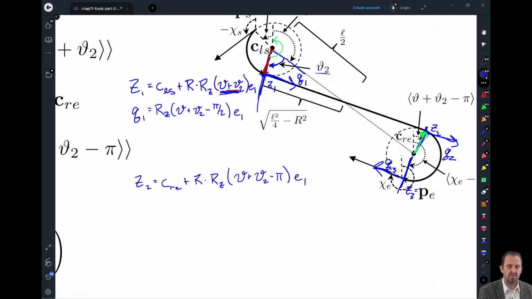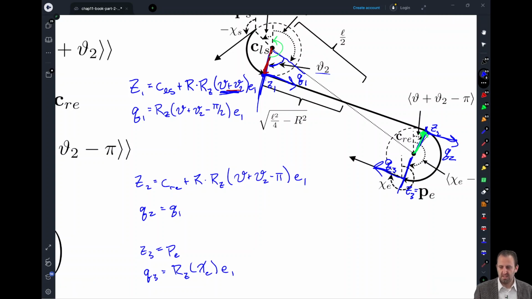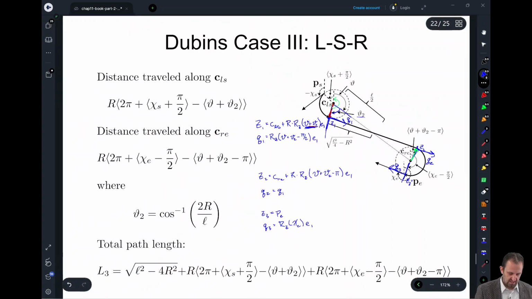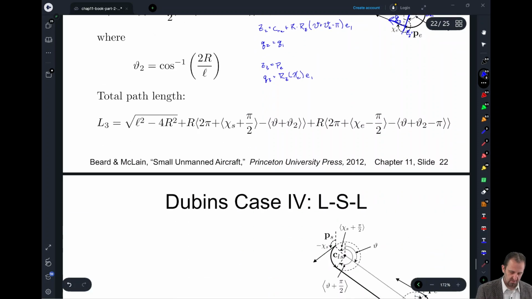And then we have, as always, we just can write Q2 is equal to Q1. We have Z3 is equal to PE, and Q3 is just equal to, and we'll do our trick where RZ, take our end orientation, and we'll multiply that by E1. So we can write it on a single line. Okay, excellent. So now we've gotten case 3 out of the way, right? So now we can define all the points for the switching surface for case 3.